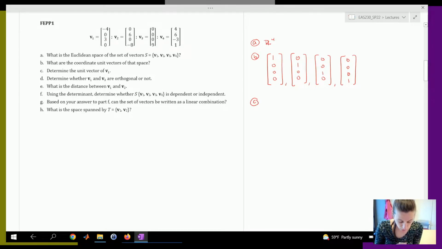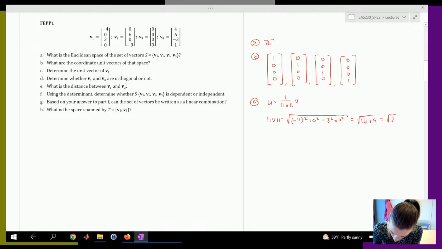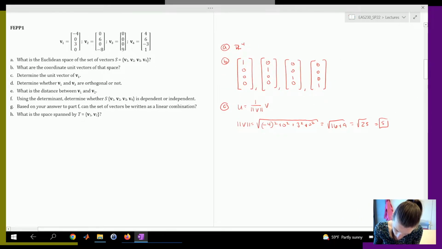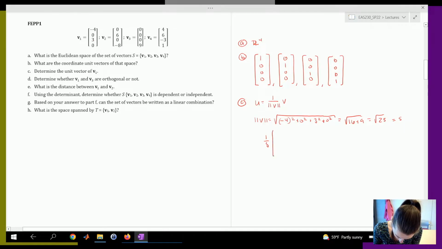For C, determine the unit vector of V1. A unit vector is the equation V divided by the norm of V. Write that on your equation sheet. You would just do that calculation. So the norm of V is going to be the square root of negative 4 squared plus 0 squared plus 3 squared plus 0 squared. Showing all your work, we'd have 16 plus 9, or the square root of 25, or 5. That's not my final answer. Now I'm going to multiply 1 over 5 by that vector. So 1/5 times negative 4, 0, 3, 0. If you multiply it through, your unit vector is going to be negative 4/5, 0, 3/5, and 0. And there's that final answer.